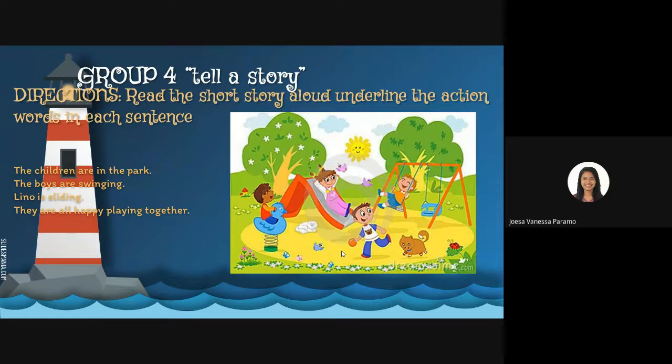Directions. Read the short story aloud. Underline the action words in each sentence. The children are in the park. The boys are swinging. Lino is sliding. They are all happy playing together. The action words are swinging, sliding, and playing. Very good.